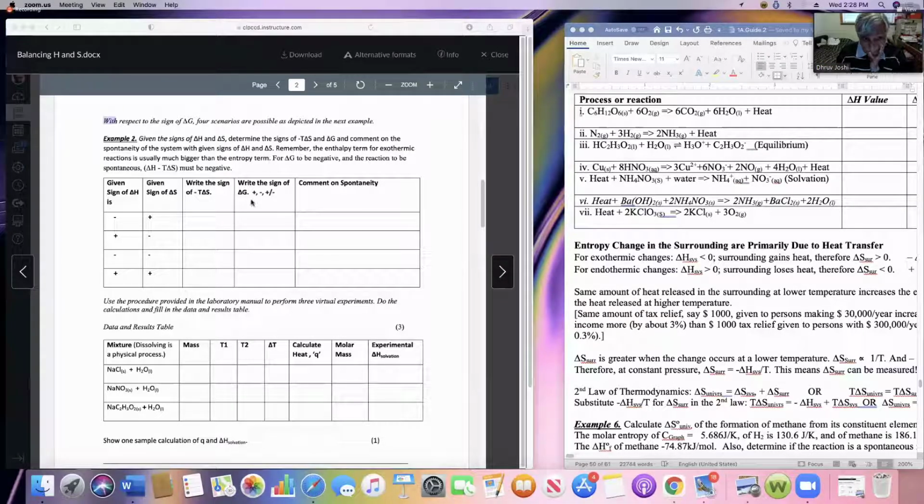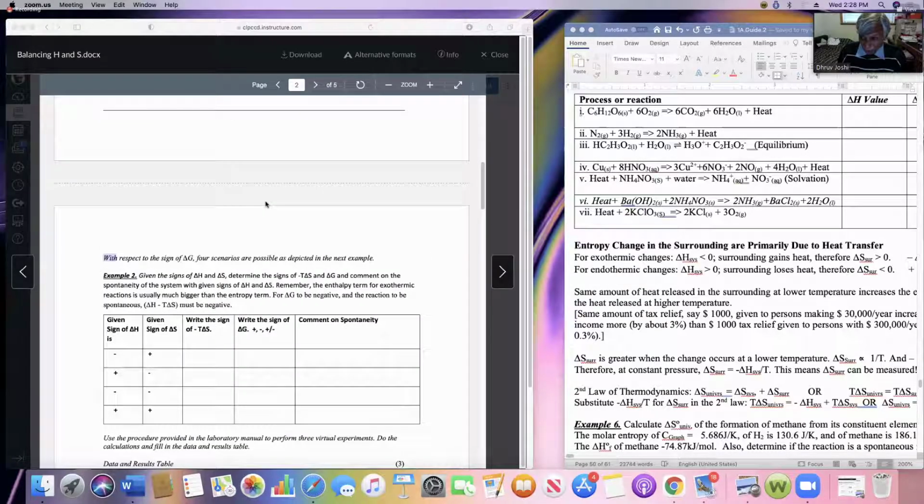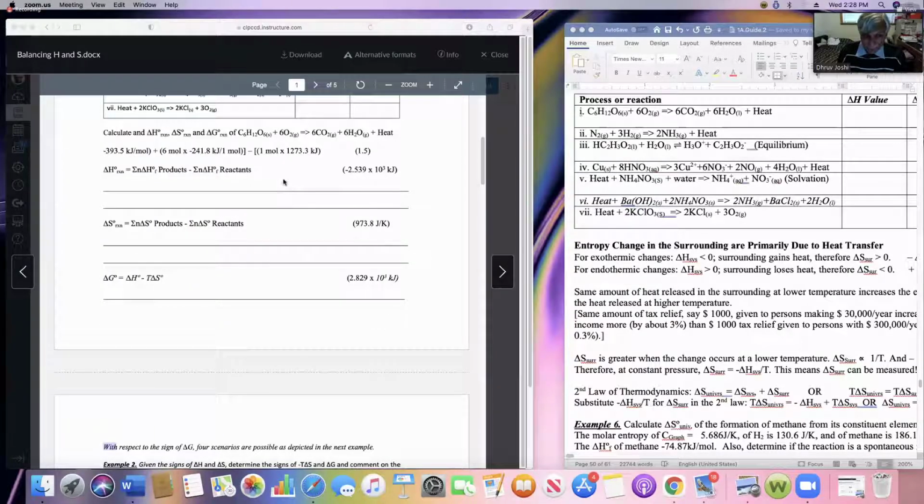Okay, so how are delta H and delta S connected with each other, and how are they connected to delta G? The equation for that is here. Delta G is delta H minus T delta S.